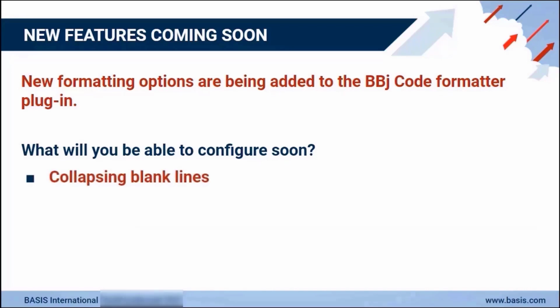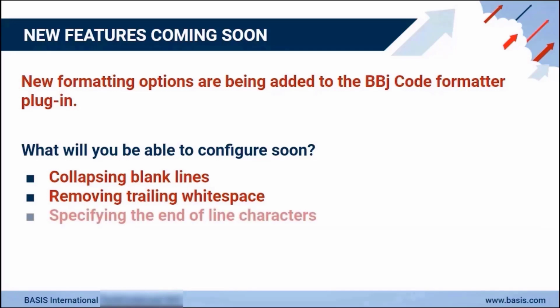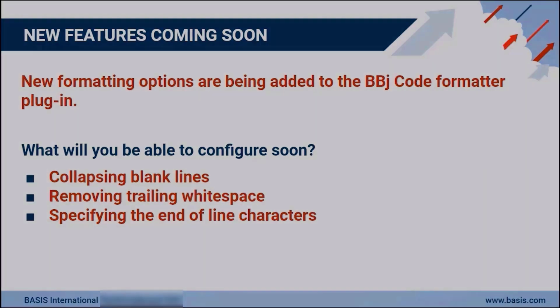One of the things that we've had a request for is to be able to collapse blank lines. So then if you have 5 or 10 blank lines, it'll collapse them down into a single blank line. Removing trailing white space from your lines of BBJ code. Specifying the end-of-line characters so that you can move, for example, between Unix end-of-line characters and Windows end-of-line characters, and using a specified format once you've reformatted the file. These are coming. Keep looking for them in the not-too-distant future.